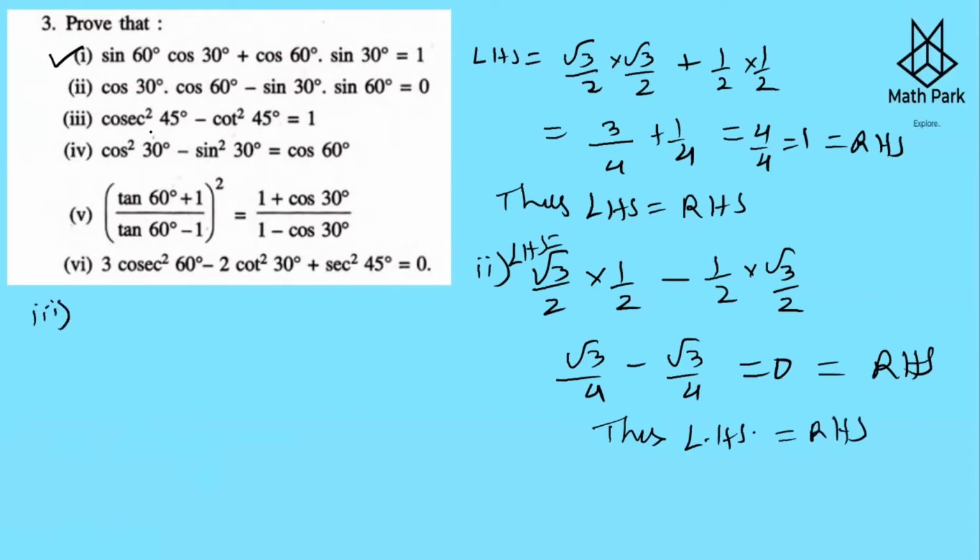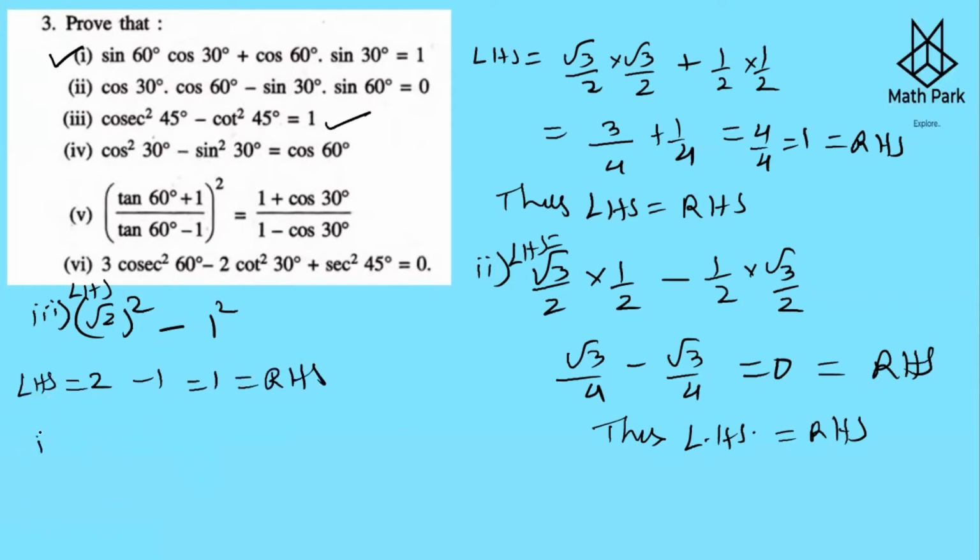So third, it is cosec square 45. Now cosec 45 is root 2, so root 2 and then the square of that, minus cot square 45. Cot 45 is 1, so 1 square. Root 2 square is 2, and this is our LHS we have taken. And 1 square is 1. So 2 minus 1, we get it as 1, which is our RHS. RHS is 1. So thus we have proved LHS is equal to RHS.